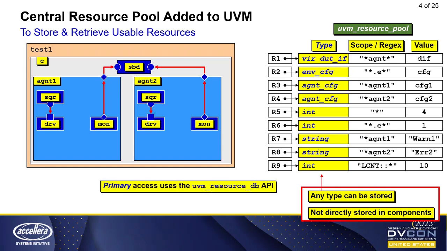Primary access to the resources was done using the UVM Resource DB API, while a secondary API called the UVM Config DB was added to allow backward compatibility with existing setconfig commands and was never intended to be actively used by UVM verification engineers.